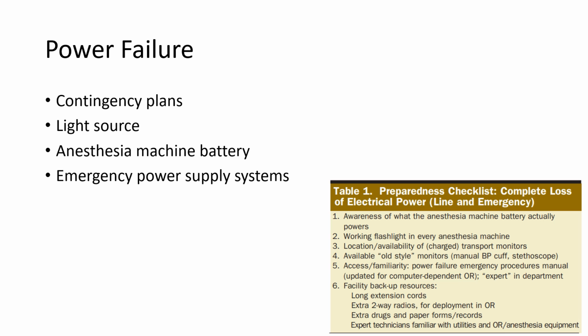So now we've talked about the dangers of electricity, but there's also dangers inherent to power failure in the operating room. It's important to make sure your operating rooms have contingency plans in the event of a power failure. A key is a light source, a battery-operated light source for all the operating rooms. It's important to know exactly what your anesthesia machine battery will supply and how long it will last.